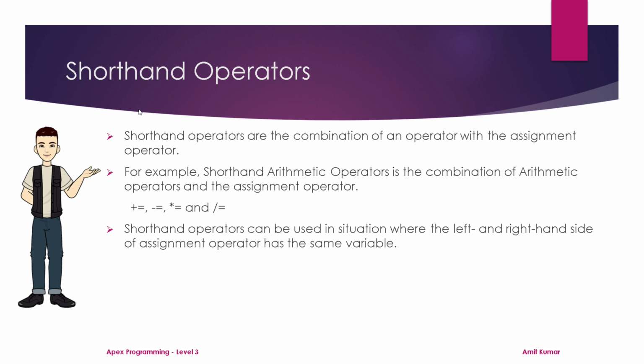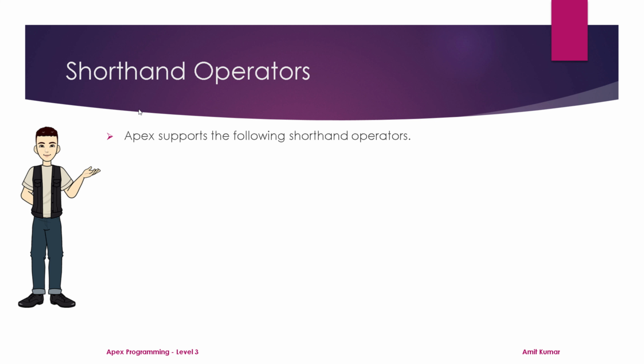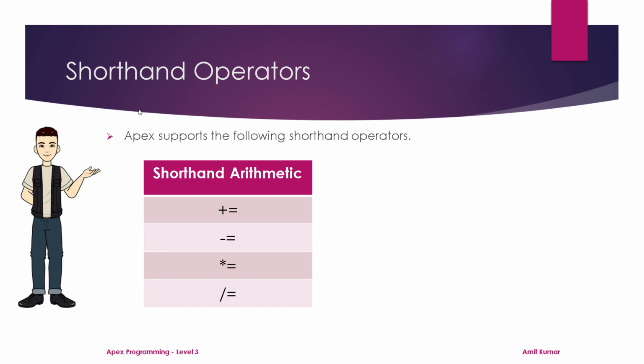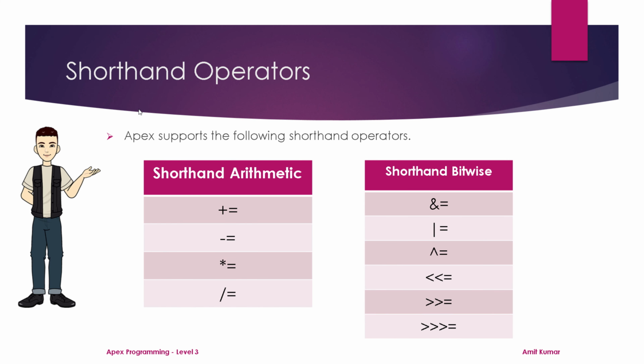Shorthand operators can be used in situations where the left and right hand side of the assignment operator has the same variable. For example, a = a + 5 can be written as a += 5 because a is a common variable on both sides, and this is applicable when the operands are only variables. For example, a = a / b can be written as a /= b. Apex supports the following shorthand operators: shorthand arithmetic operators and shorthand bitwise operators.